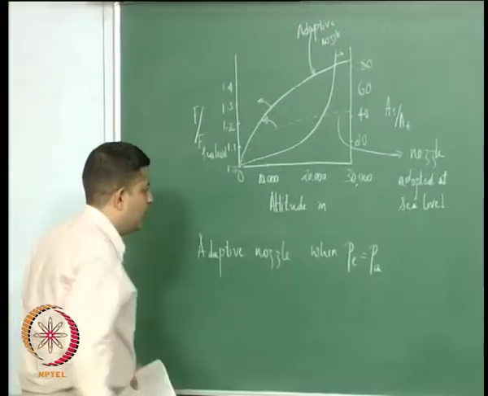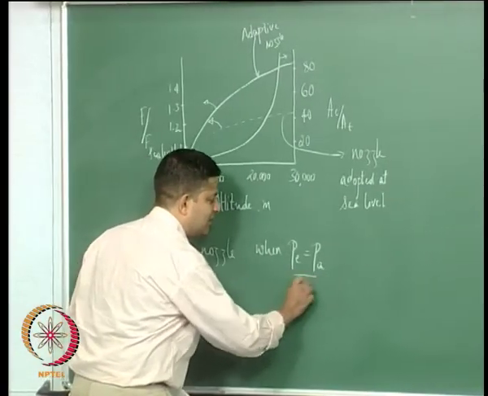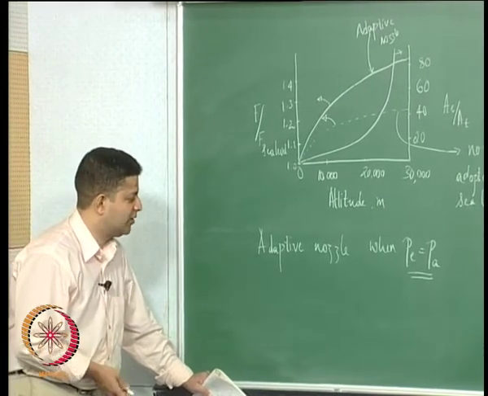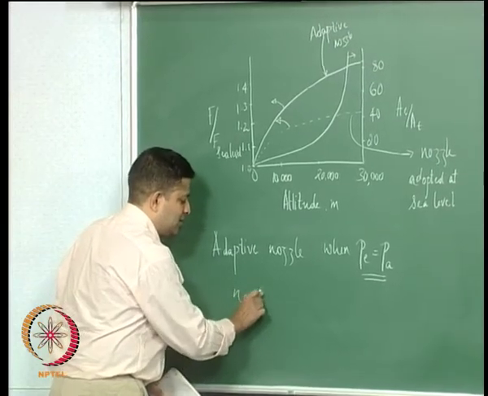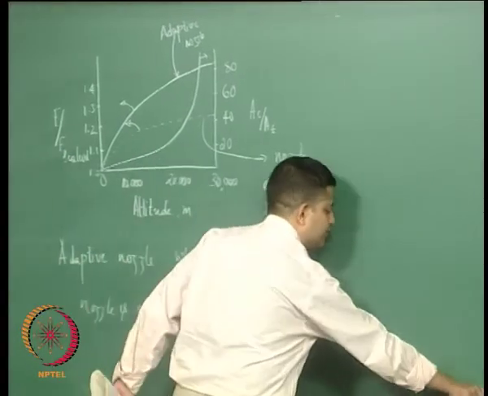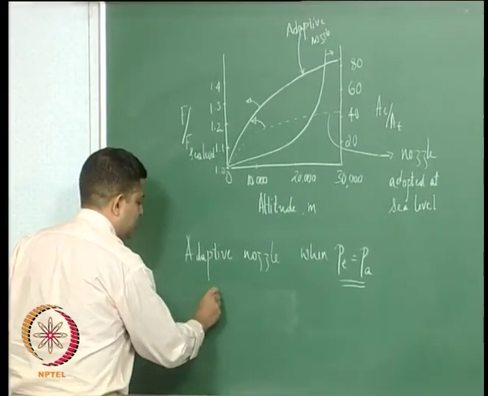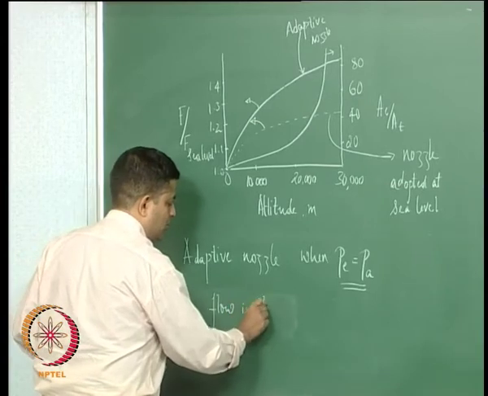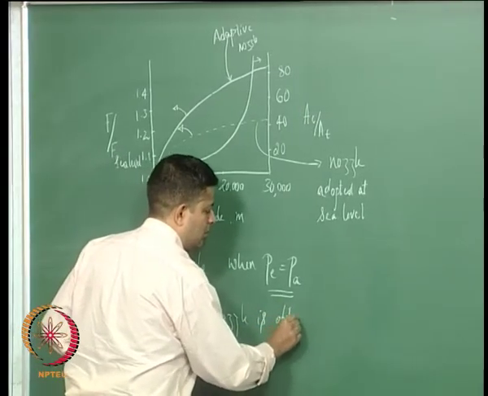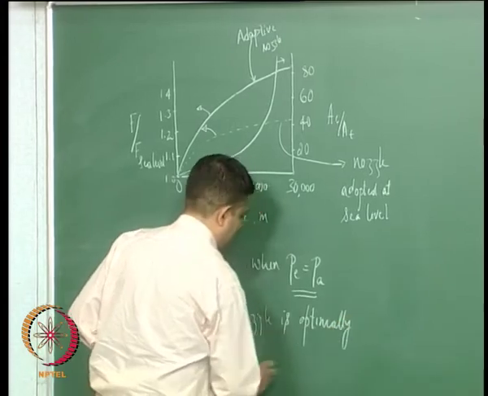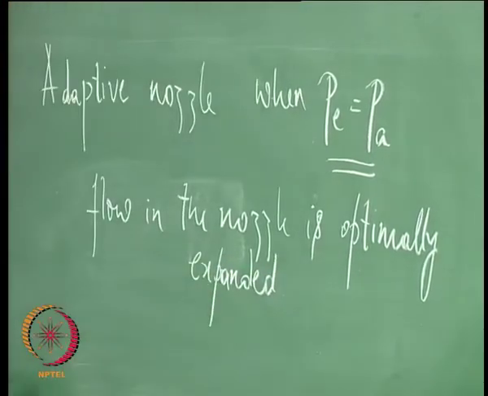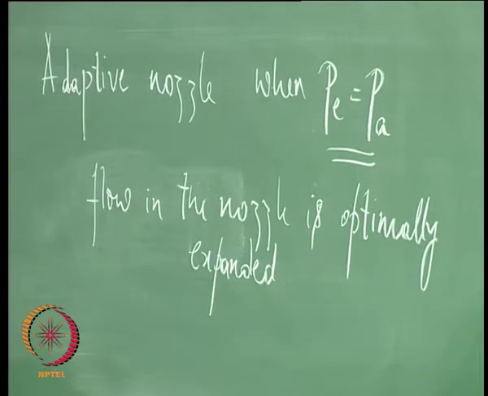But we have always said that when PE is equal to PA, we get the best performance, that is, when the nozzle is optimally expanded, when the flow in the nozzle is optimally expanded, we get the highest thrust. Let us look at how that is possible.